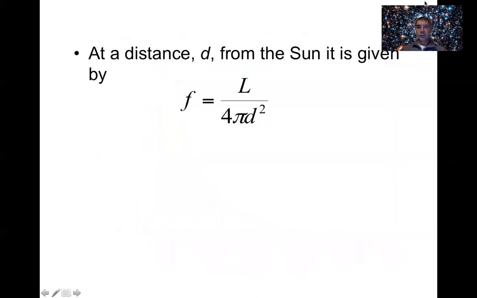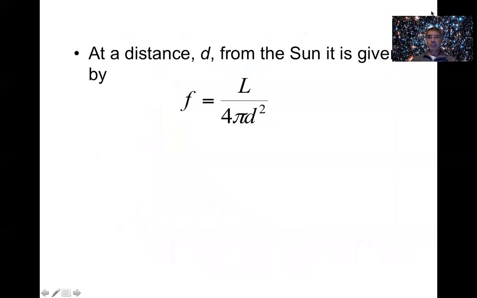So how do we relate luminosity and flux? Well, let's just take the example of the sun, but again, it's true for any star. Remember, luminosity is the total amount of energy per unit time that a star is emitting in all directions. And flux is the amount of energy per unit time per unit area falling at some particular location, some distance away from the source of the luminosity.